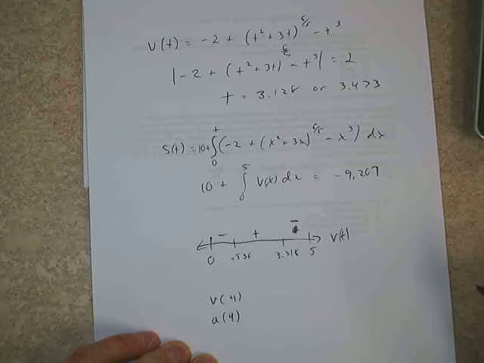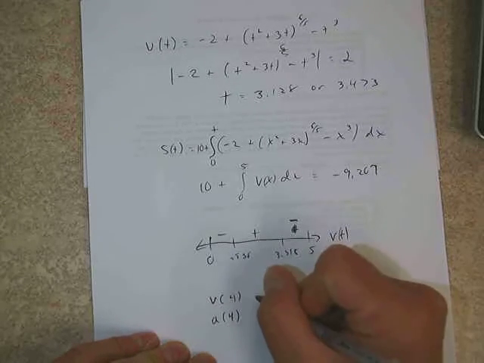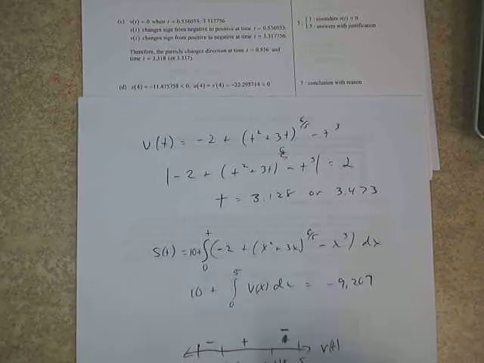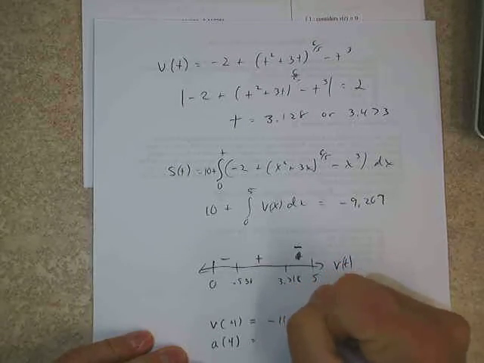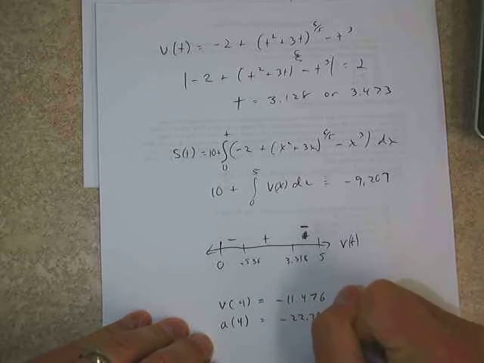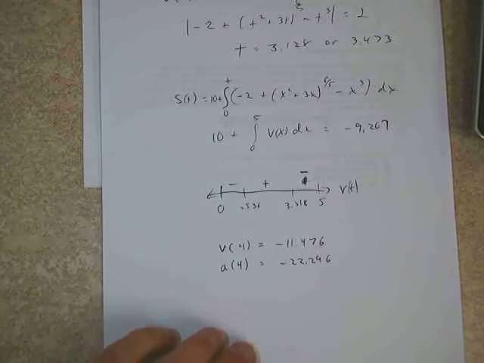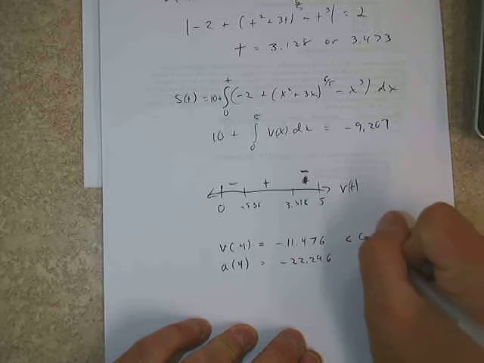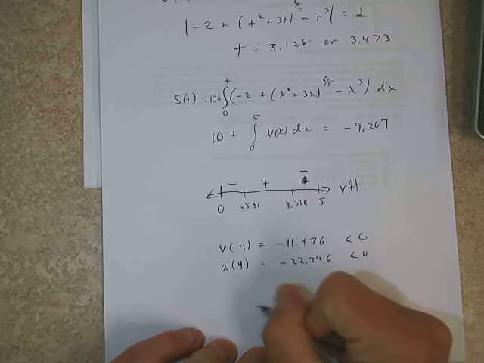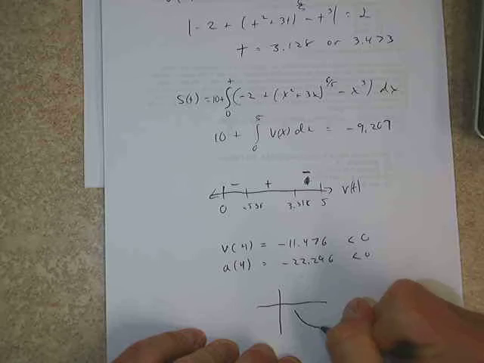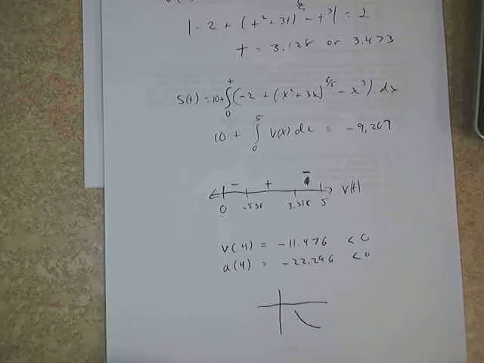All right, and then finally, the question on part D is whether the speed of the particle is increasing or decreasing at time 4. So remember, what we want to know is what the velocity and the acceleration are like. We've seen this problem several times now. If the velocity and the acceleration have the same sign, we're going to say the speed is increasing. If the velocity and acceleration have different signs, then we're going to say the speed is decreasing. So the velocity at 4 turns out to be negative 11.476. Again, just trusting their math. The acceleration is negative 22.296.